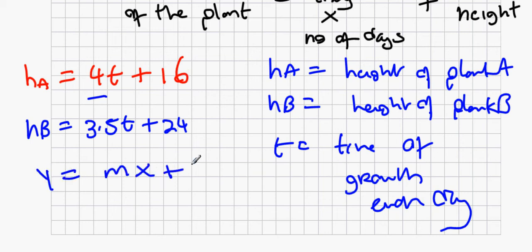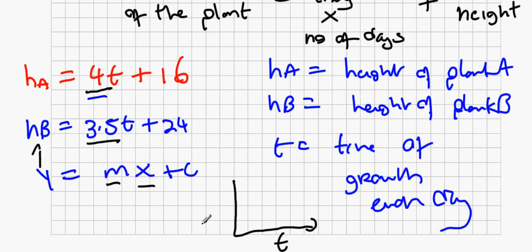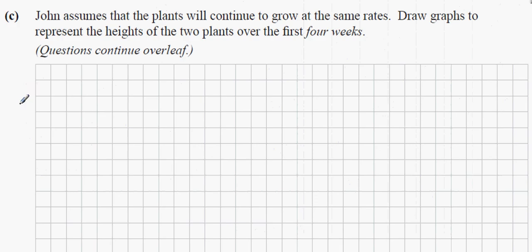C is the y-intercept, m is the slope. So the slope of the first plant would be 4, the slope of the second plant would be 3.5. The x value, which is usually on the x-axis, is now t. So we're going to do t on the x-axis, and instead of y, we have height. So height on the y-axis and time on the x-axis.